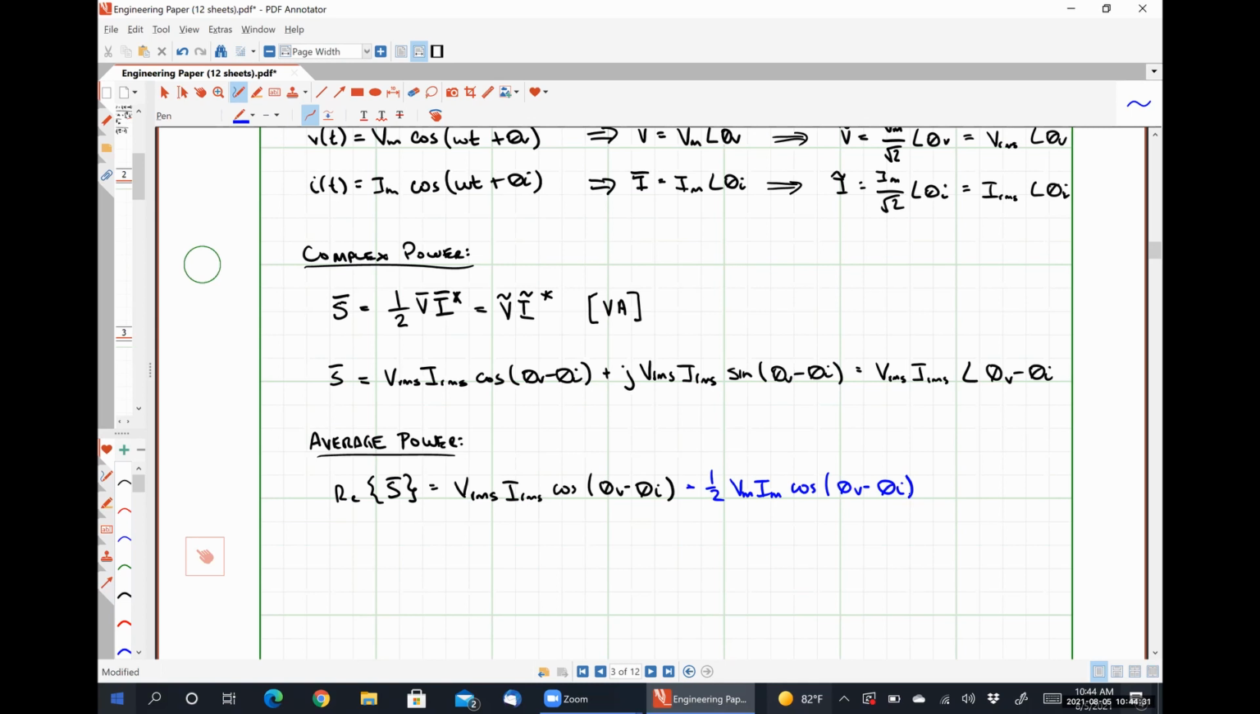The average power represents the portion of the complex power that is capable of performing work at the load, and it is measured in watts. So our standard power unit of watt. The average power is the portion of the complex power that is capable of performing mechanical work.